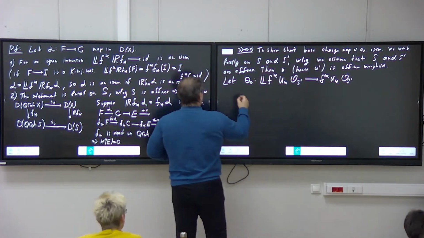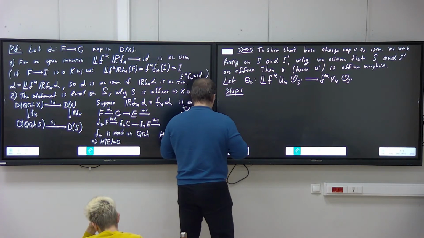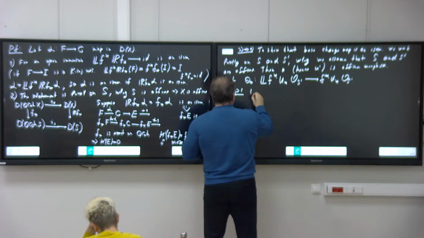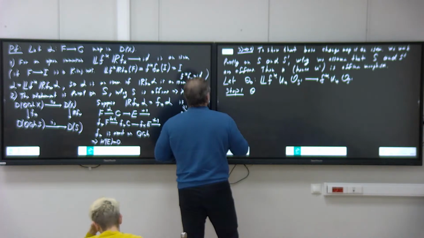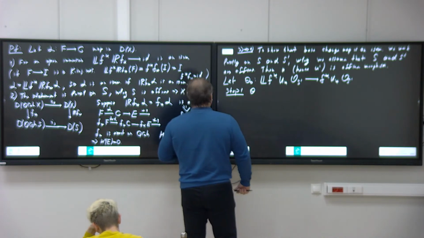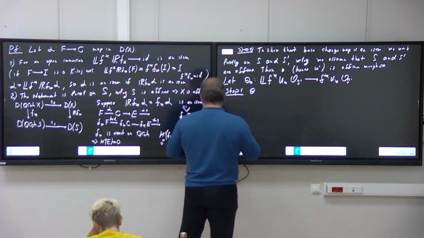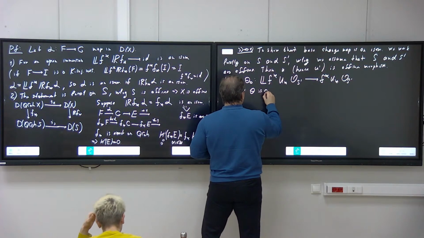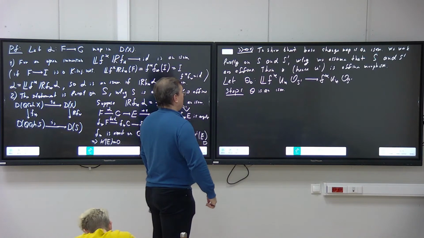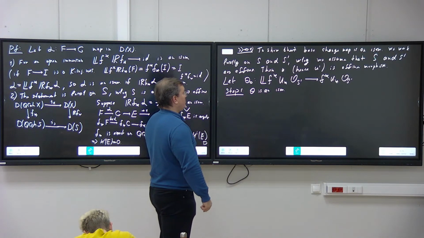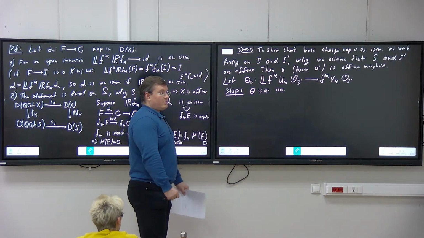So now I want to formulate and prove two steps in this 3 implies 1. In the first step, I want to prove the following claim. Theta, which is the base change map, right? So for 3 implies 1, I assume Tor-independence, and I want to show that the base change map is an isomorphism. So the map theta is an isomorphism. Why can we assume that S prime is affine? Well, by the definition of Tor-independence, it's enough to show it only for local neighborhoods of all points.